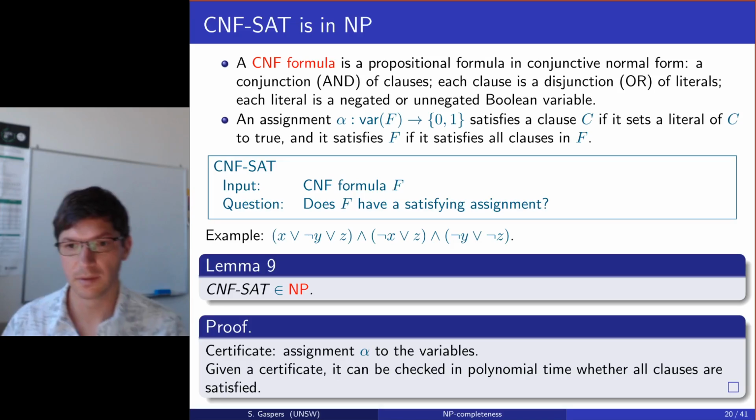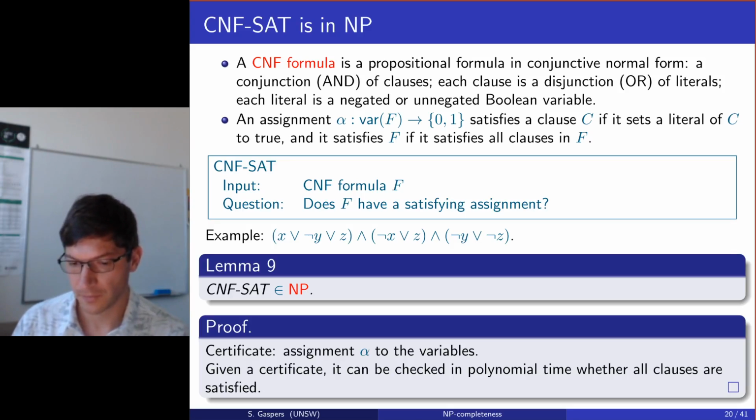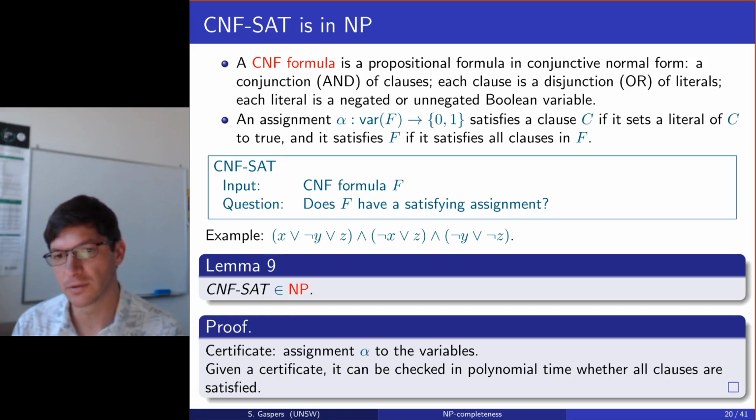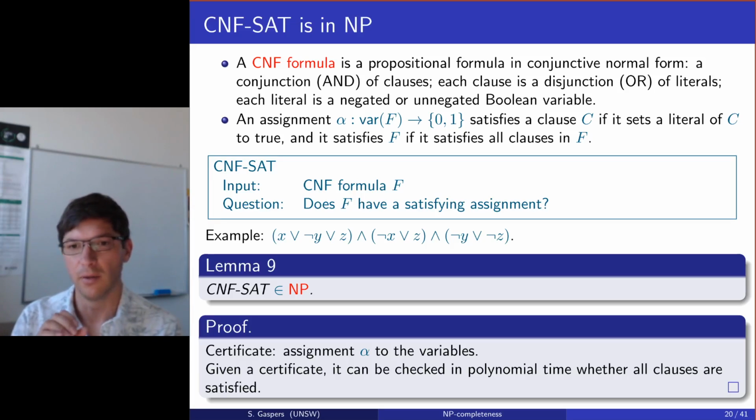So the proof is just that we need to define what the certificate is. The certificate is an assignment to the variables, and we can easily convince ourselves that encoding such an assignment has polynomial length. And now, given the certificate, it can be checked in polynomial time whether all clauses are satisfied. So that's all we need to do to show that the problem is in NP. We define what the certificate is, and then we give a simple algorithm or simple reasoning why it's possible to check the validity of this certificate in polynomial time.